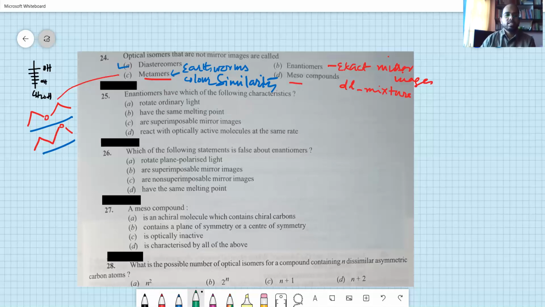Okay, and the next one is: enantiomers have which of the following characters? They rotate ordinary light, they don't do it. Have the same melting point, they don't do it. And the superimposable mirror images. That is, the melting point may sometimes be changing. That is the only thing that you can differentiate. So I am just making a correction there. So this one is the right answer. They are not superimposable images. They react with optically active molecules at the same rate. It is also not right there.